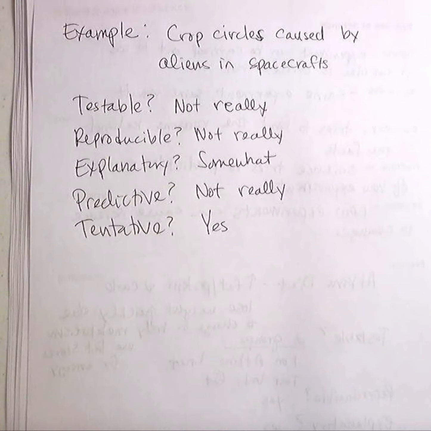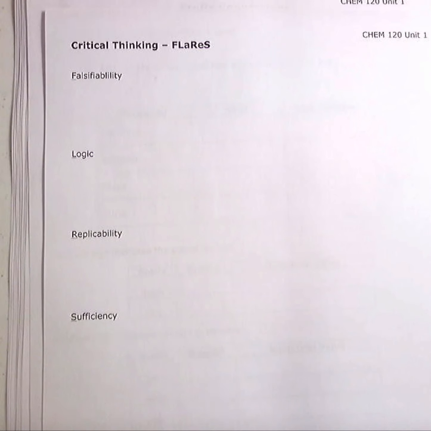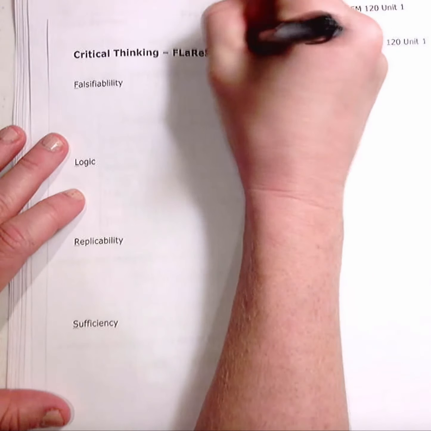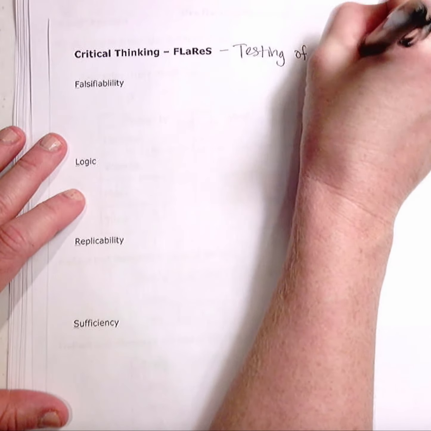Okay, so you get an idea of where this scientific method and the process of science can be utilized. Okay, so let's move on to critical thinking. So this is to test claims. This is used for testing of claims.